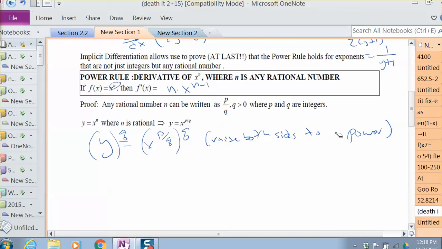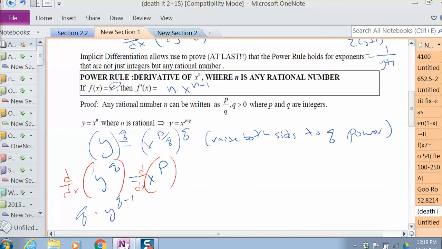So raise both sides to the q power. If I do that, of course I get y to the q power equals x to the p power. Okay, so now we guarantee that our exponents are all integers. So if I do the power rule, if I take the derivative of both sides with respect to x, this is going to be q times y to the q minus 1 power. But remember, we've got to say dy over dx equals p times x to the p minus 1 power.